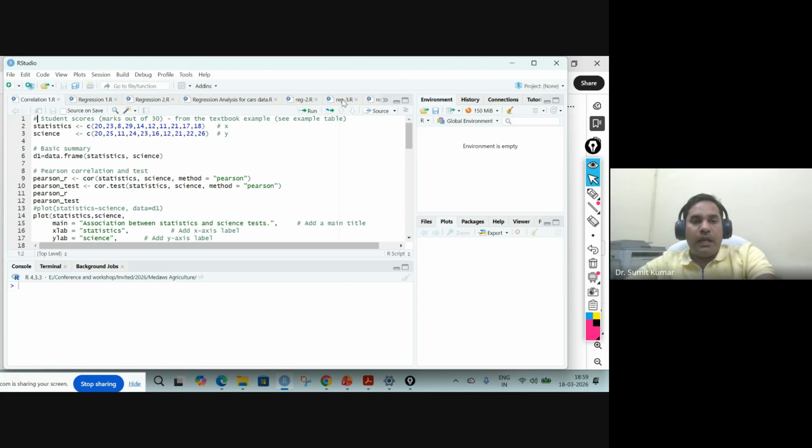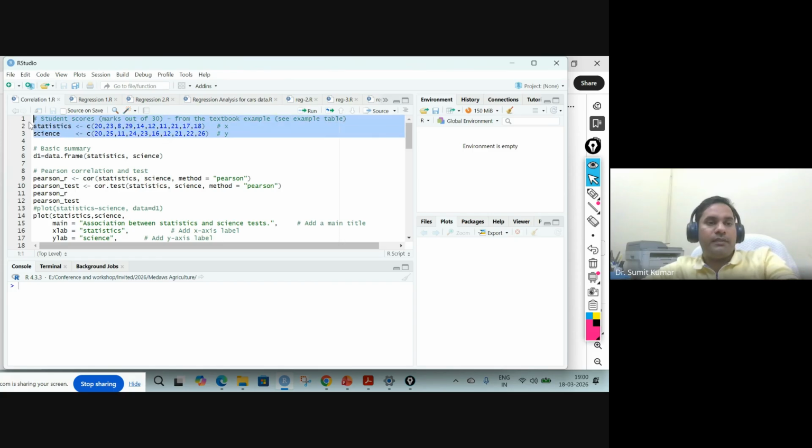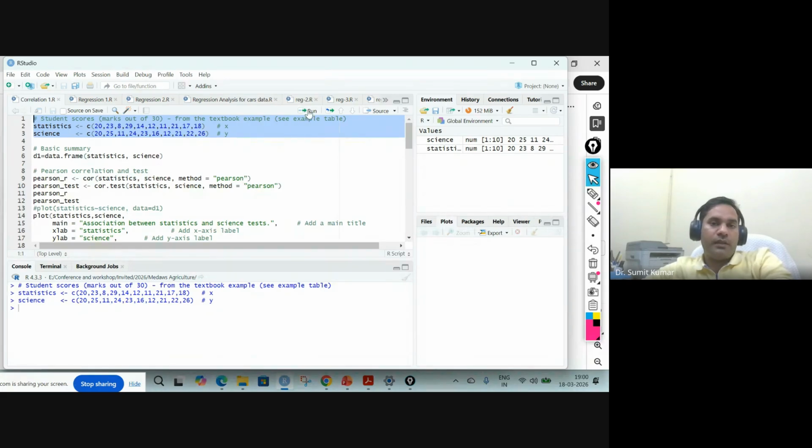So the same example I have used here, and these screenshots I pasted in the PPT, so don't be confused by that. The first example, for correlation, I will show you. These are the statistics scores and science scores, X and Y. Just select this, run the command with control enter, or click on run. Whatever command you want to run, just select it and run. The output you can see in the lower part of the R window.